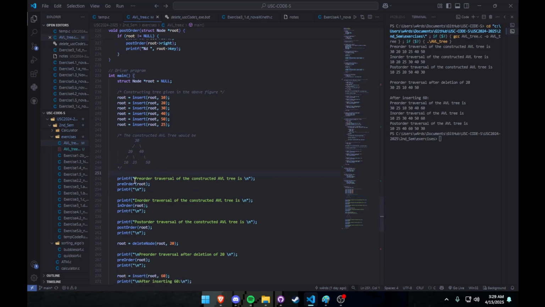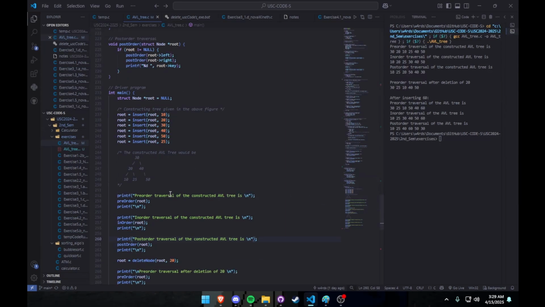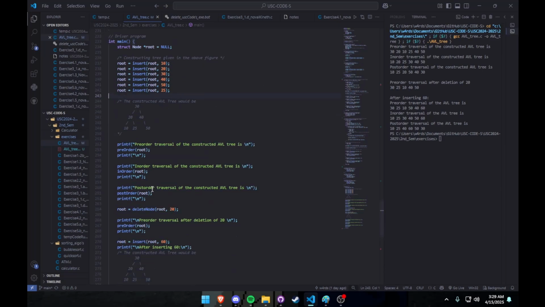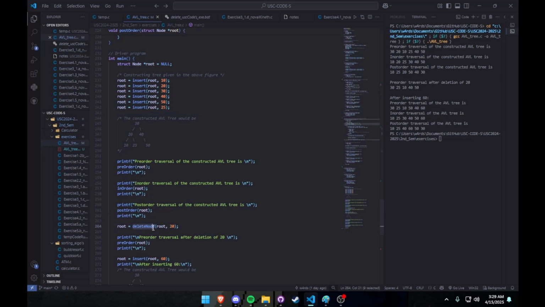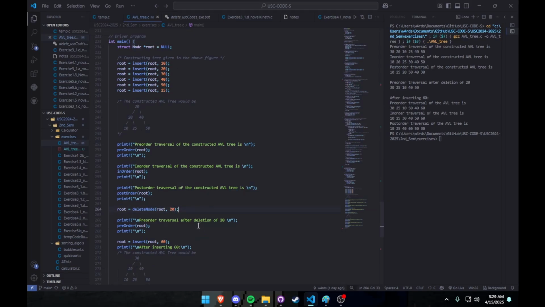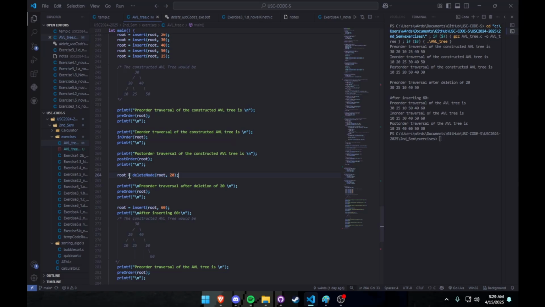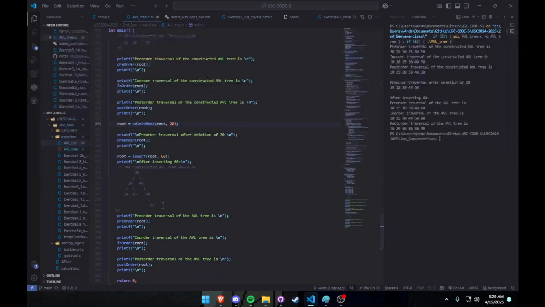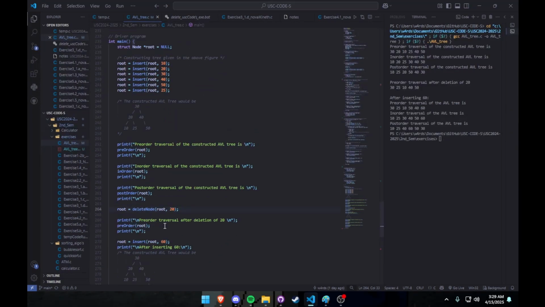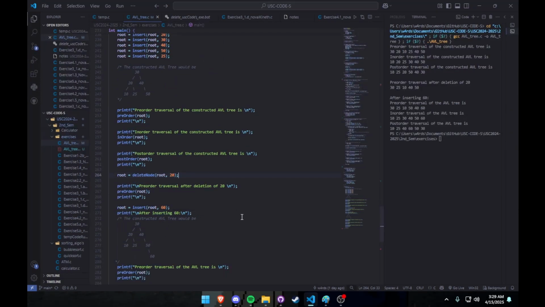Now, it will also talk about pre-order, in-order, and post-order, because this was one of our previous topics, and I just wanted to highlight how it would look through the AVL tree. And then also a delete node, which was part of the requirements in an AVL tree as to deleting one of the nodes. So in this case, I deleted 20. So that's delete node, and then an insert 60 once again.